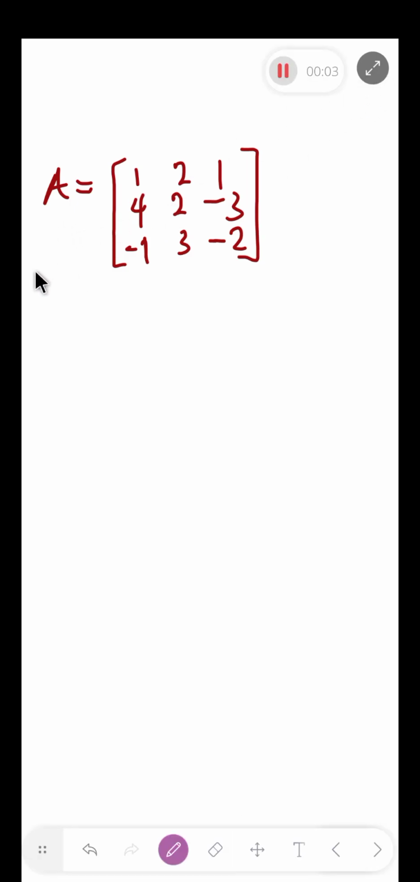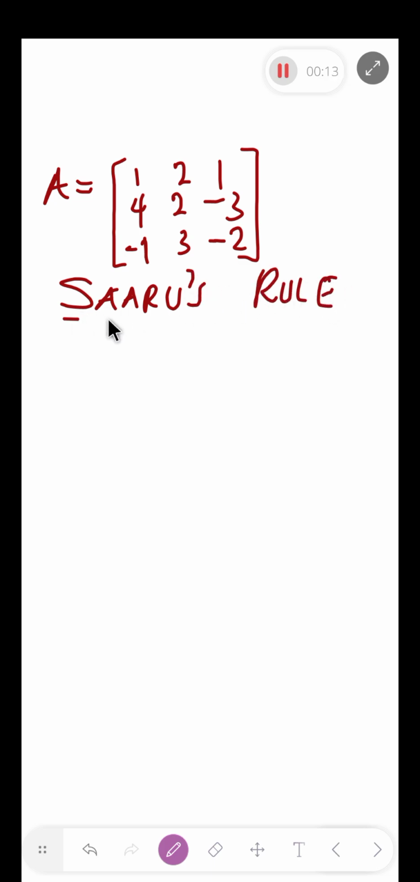So in continuation to the previous video, in order for us to use the second method, which is called Sarrus rule, okay? Sarrus rule is the easiest way to find the determinant of a 3 by 3 matrix. And how will you go about it?